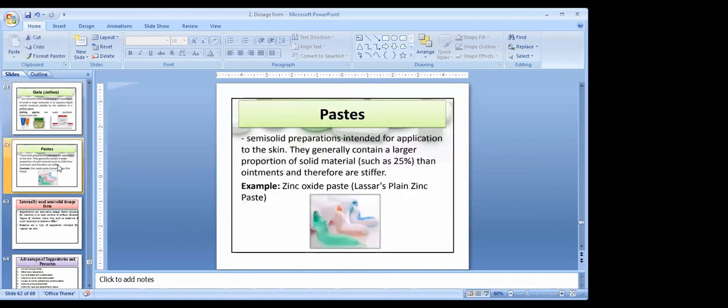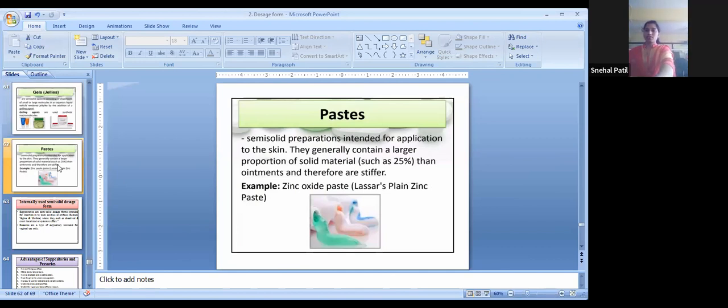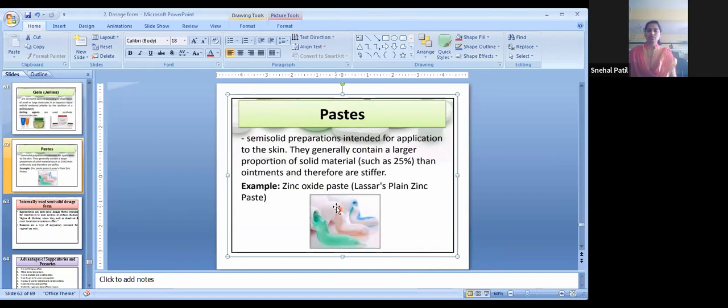The next point is paste, or pastes. These are semi-solid preparations intended for application to the skin. They generally contain a larger portion of solid material, such as 25% solid material, than an ointment. The example of a paste is zinc oxide paste. Toothpaste is also an example of a paste, used for cleaning the teeth.